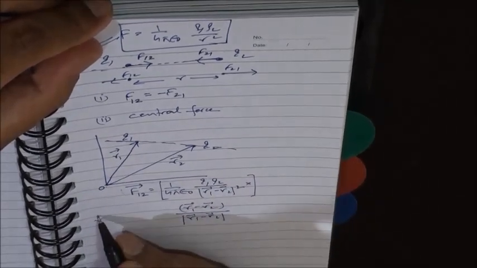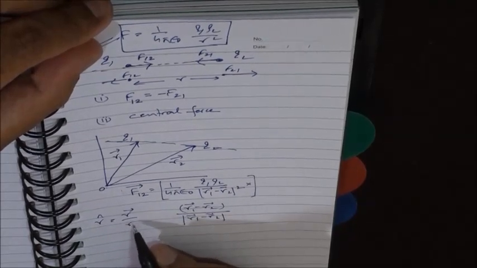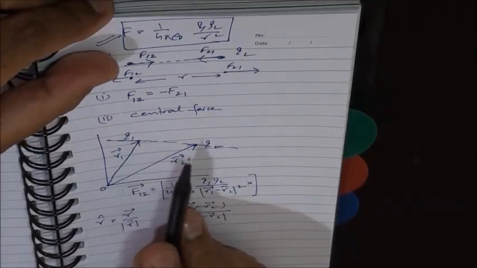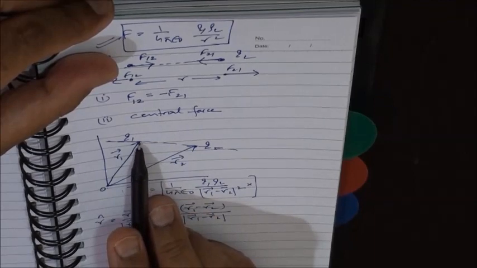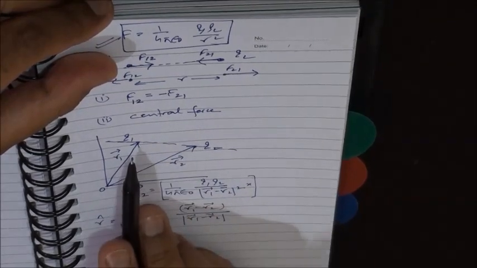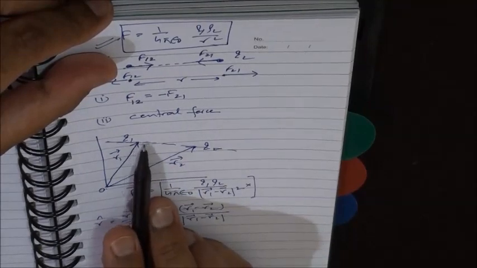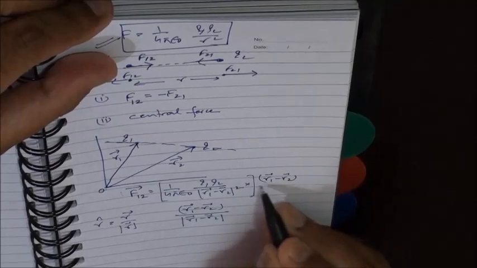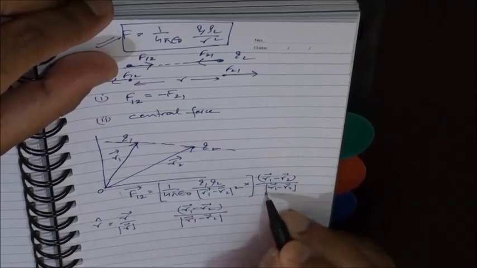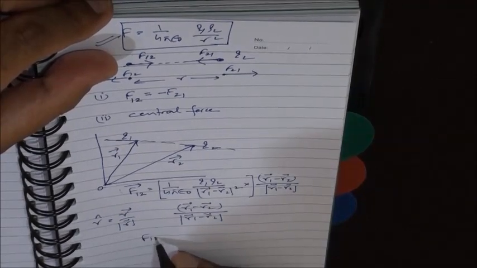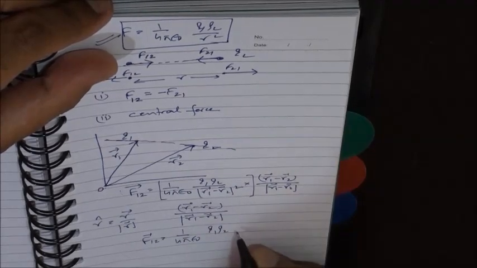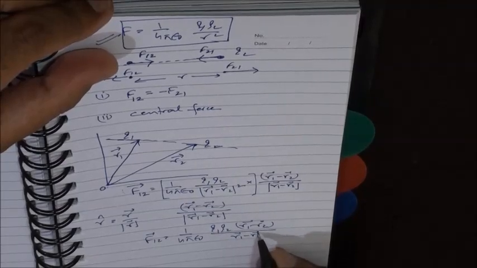How do we find any unit vector? It is the vector divided by its magnitude. r1 minus r2 tells me where q1 is with respect to q2. And what will be its unit vector then? Unit vector in this direction, r1 minus r2 divided by its magnitude. So I can write r1 minus r2 here upon magnitude of r1 minus r2. So now F on 1 due to 2 will be 1 by 4 pi epsilon naught q1 q2 (r1 minus r2) divided by |r1 minus r2| cube.